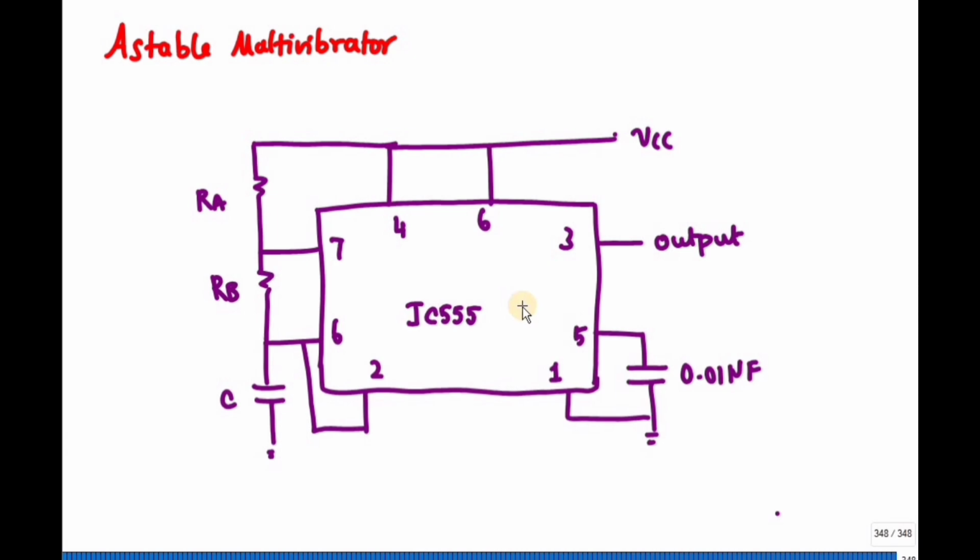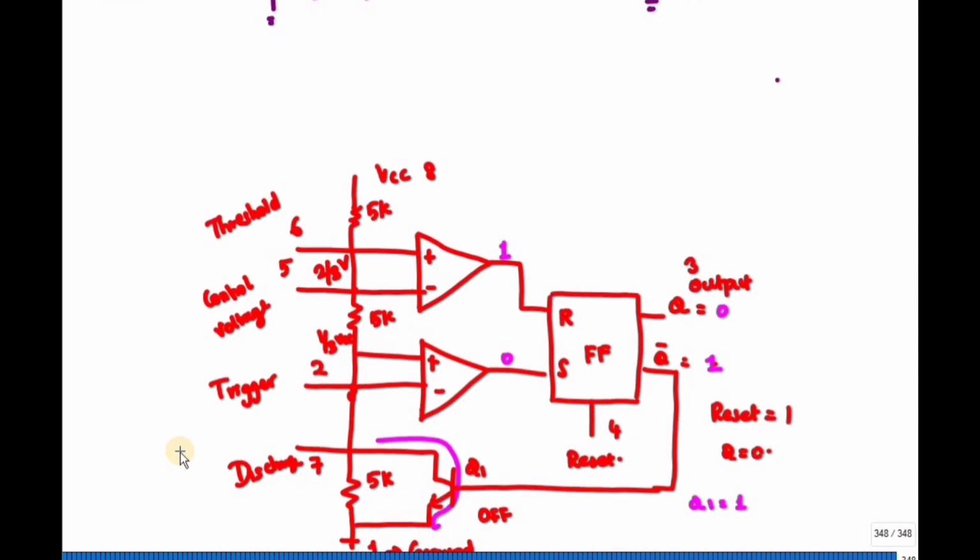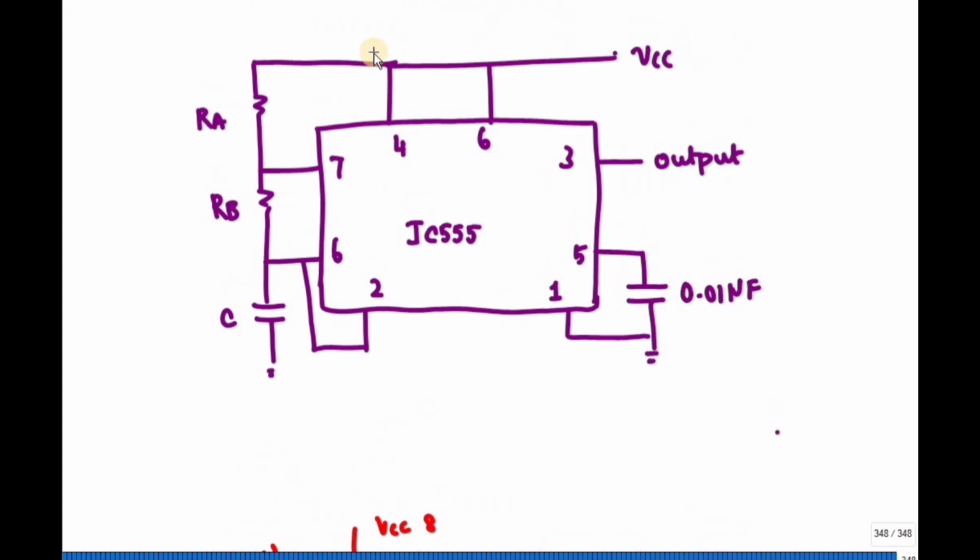You can see the seventh pin is the discharge pin, which is connected to the junction of RA and RB. The threshold and trigger pins, the sixth and the second pin, are connected to the capacitor voltage VC.